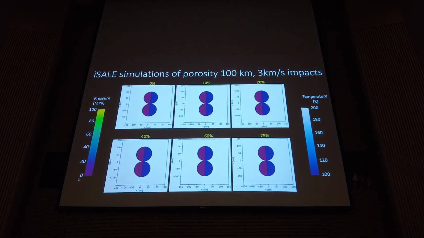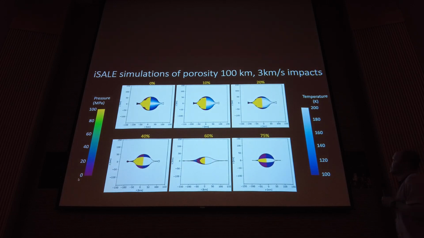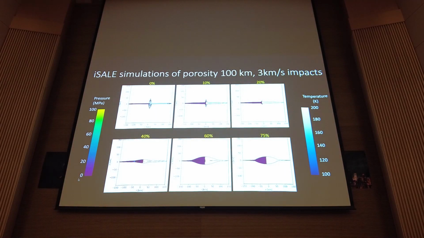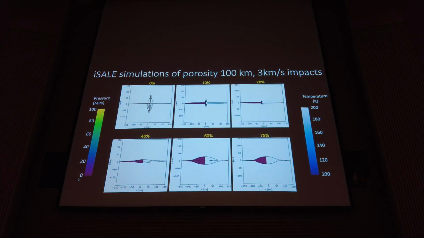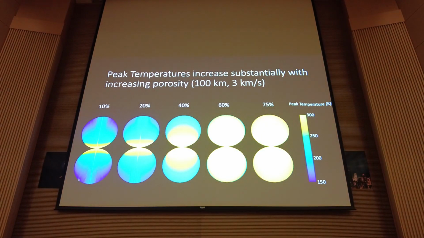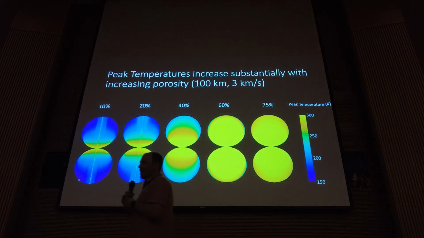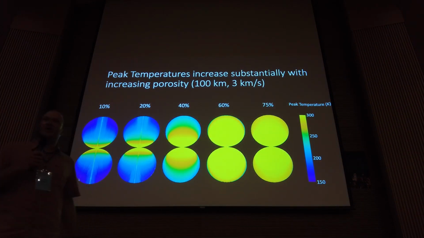So all of these simulations are 100-kilometer bodies striking each other at 3 kilometers per second, and they differ only in their porosity. So we try anything from 0 to 75% porous. And the first thing we can look at is the peak heating experienced throughout these bodies and how it varies as a function of porosity.